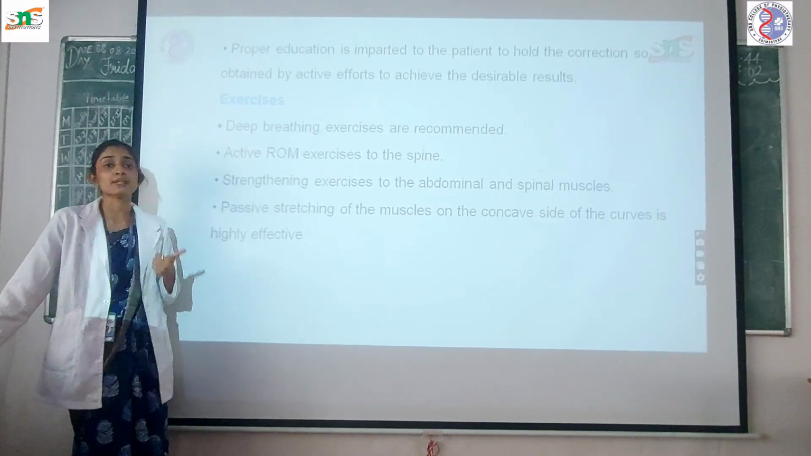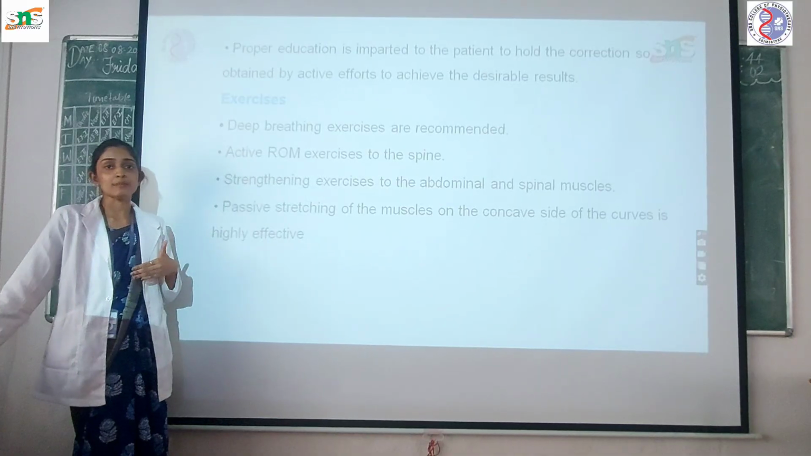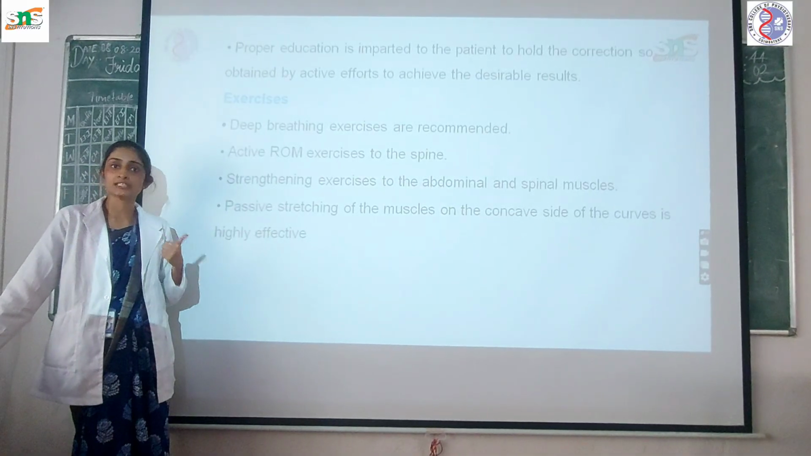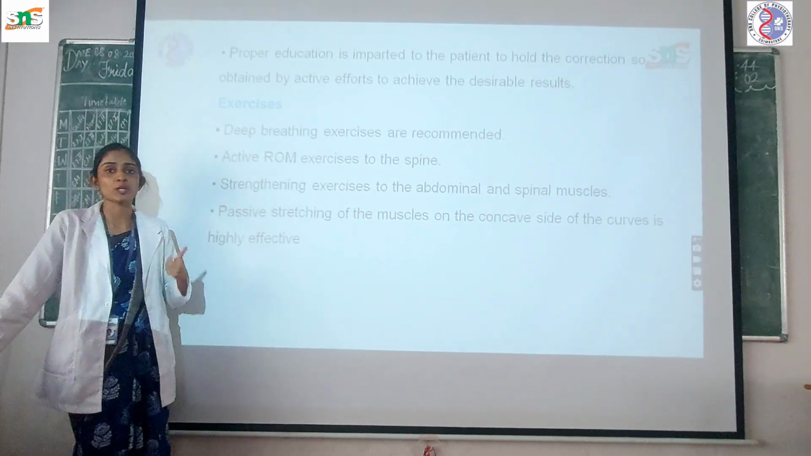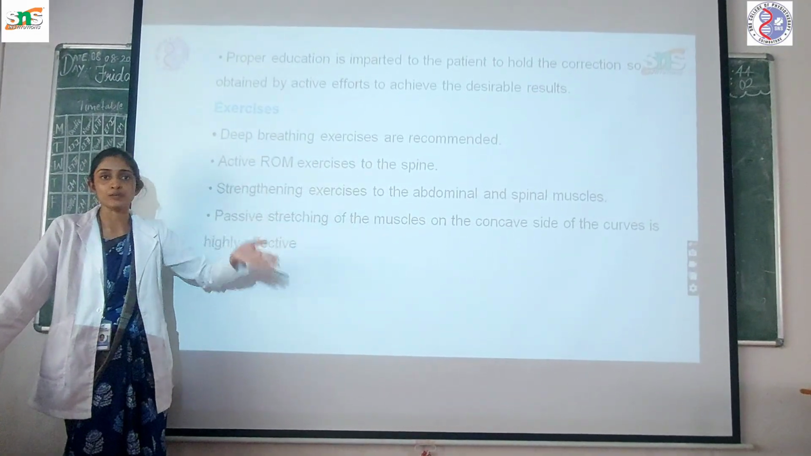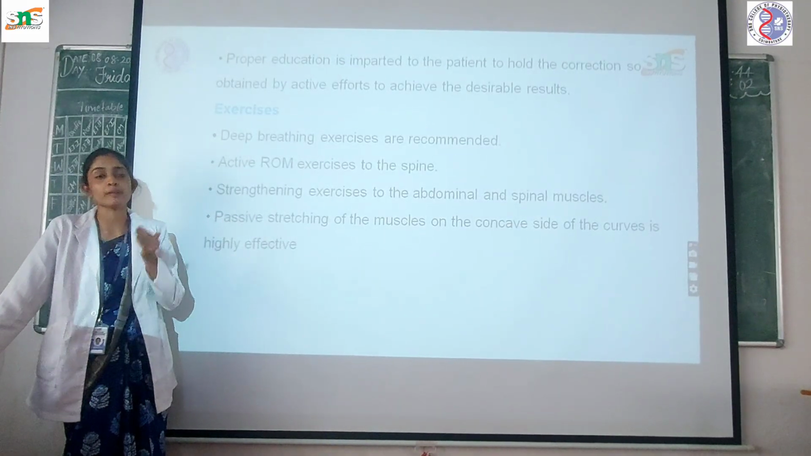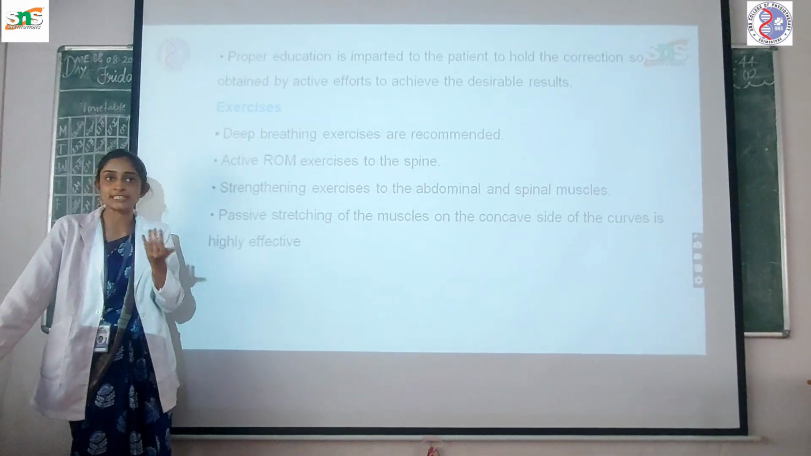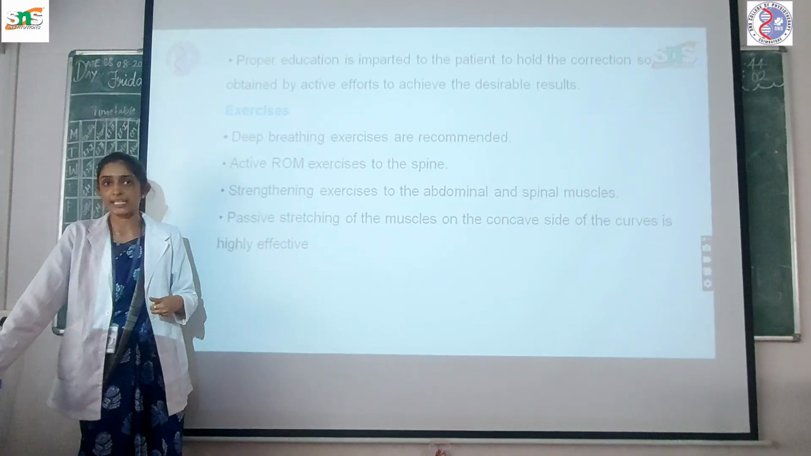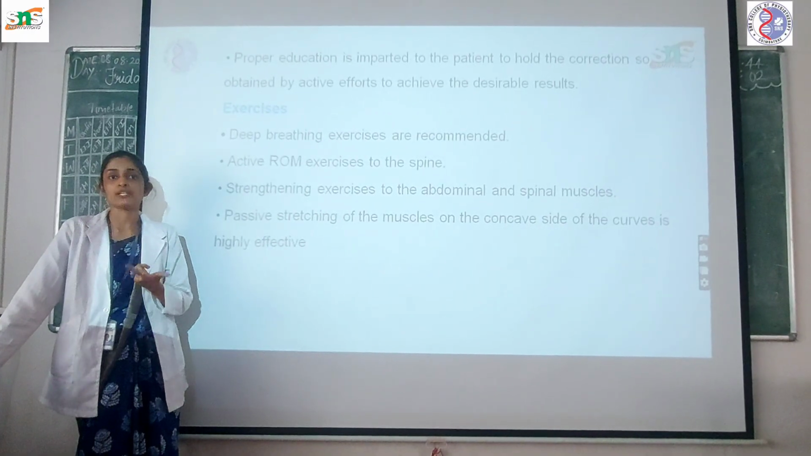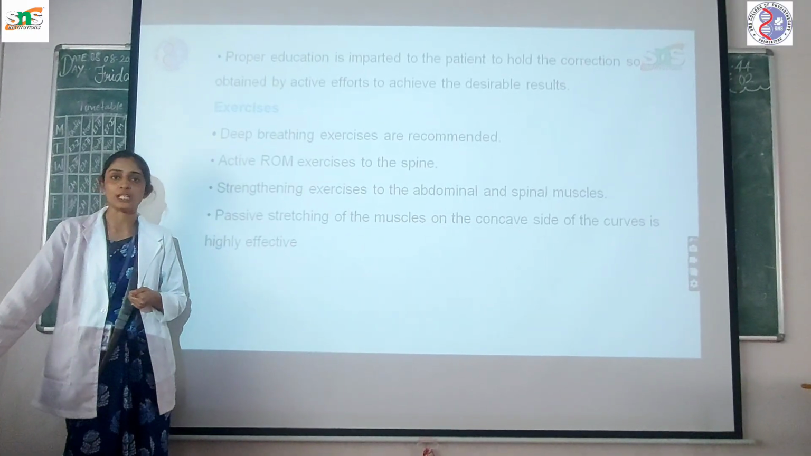Then other exercises like deep breathing exercises if there is thoracic scoliosis, and you can prescribe active range of motion of the spine, because scoliosis will limit the range of motion. Then you can provide strengthening exercises, because the spinal muscles will be going for contracture. On the convex side, it will be going for lengthening. On the concave side, it will be going for contraction. So we need to stretch the contracted area, and on the convex side we need to do strengthening, and also to the paraspinal muscles we need to do strengthening. So these are the management we can give for a person with scoliosis. Thank you.